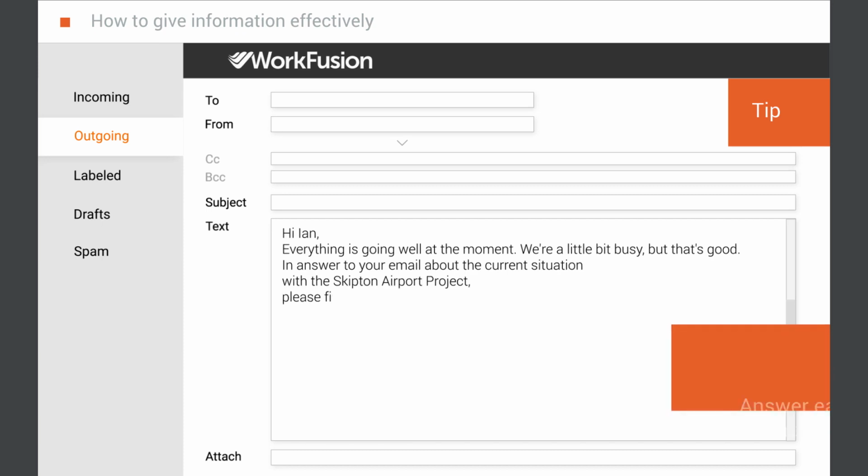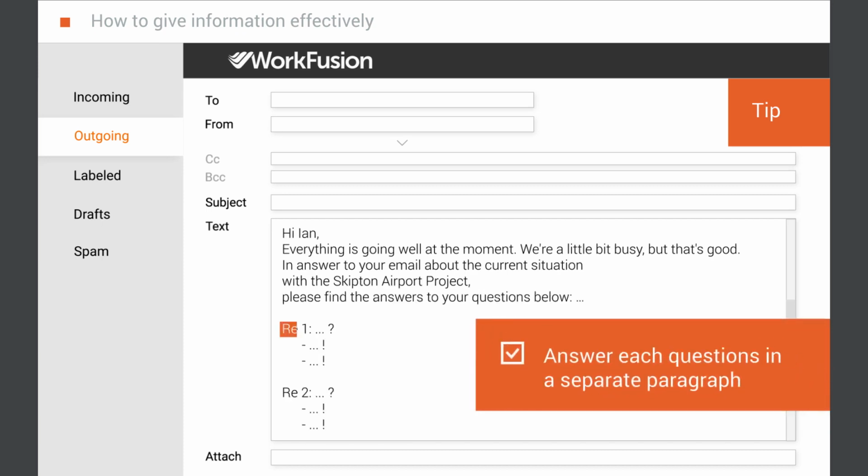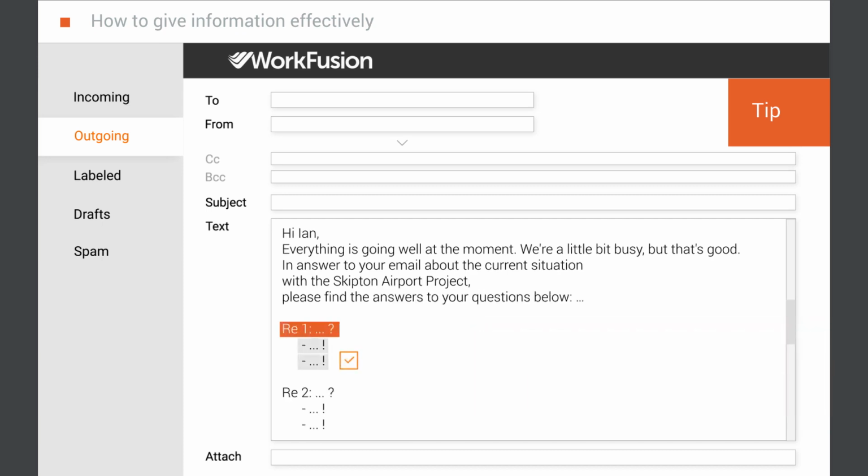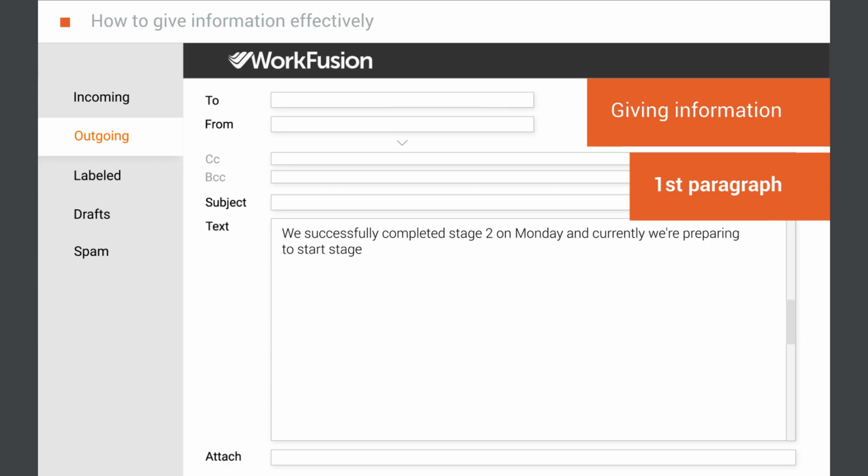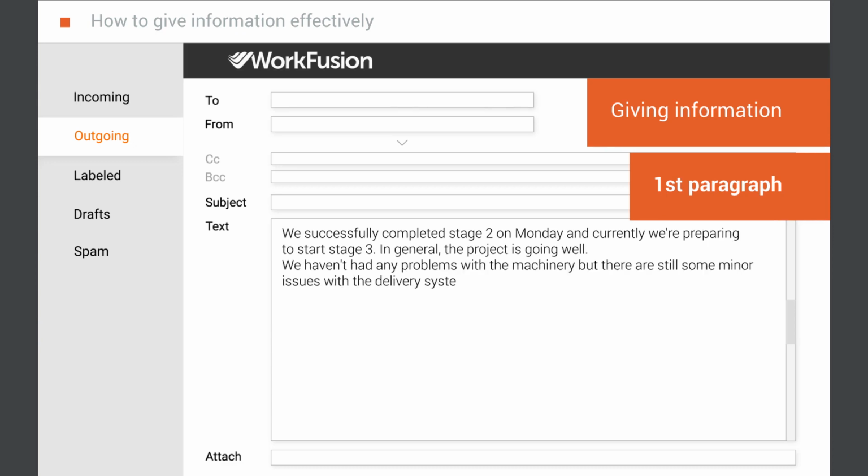It is advisable to answer each question in a separate paragraph. This will help you cover all the questions and also help your reader to easily understand the answers. The first paragraph provides the update on the current situation.